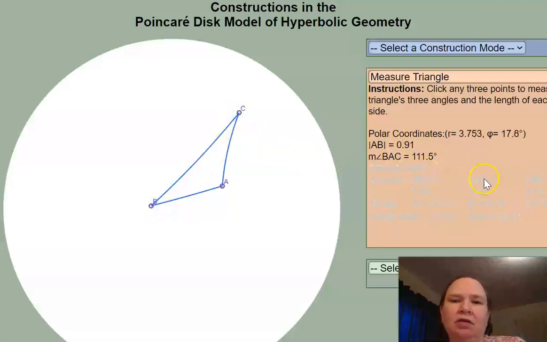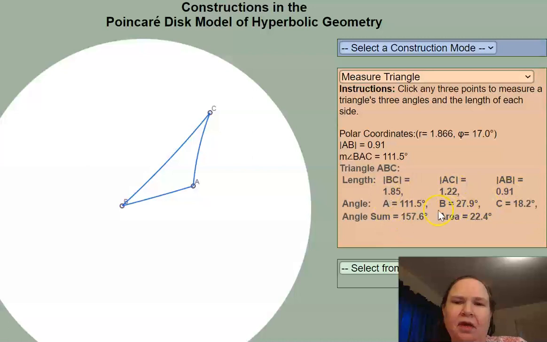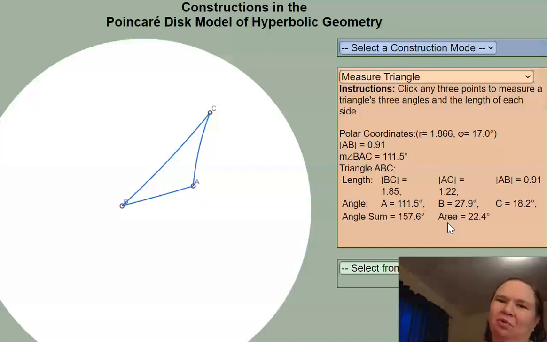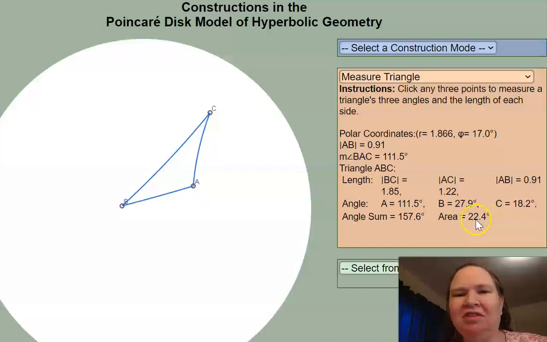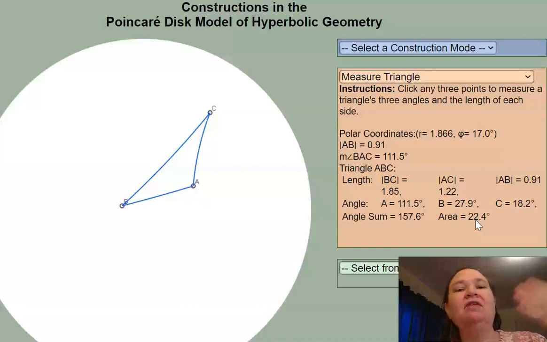And this tells you a lot of things. It tells you all of the lengths, and it tells you all of the angles, and it tells you what the sum is of the angles if you add all three of those together, and it tells you the area. It would be a fun excursion sometime to talk about hyperbolic area and why that's given as a number of degrees. But it turns out that area and angle sum are related in a way that's really, really nice for this model of the hyperbolic plane.